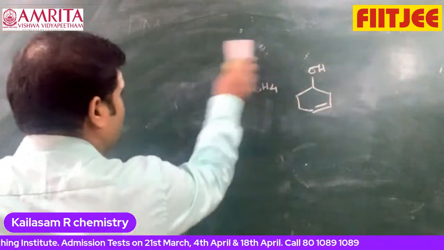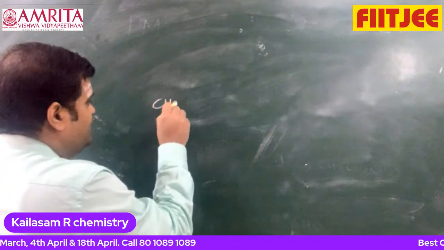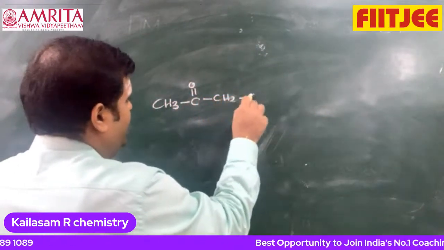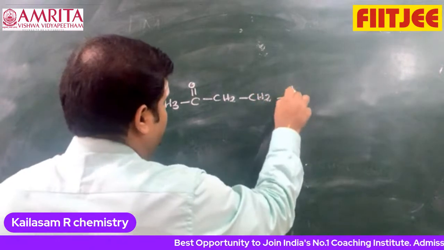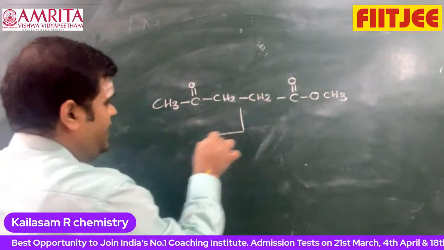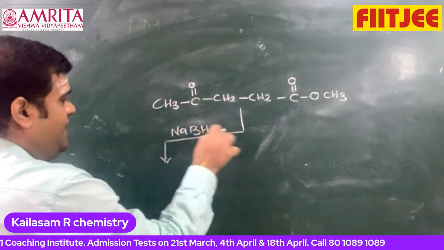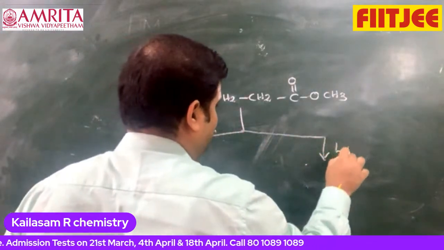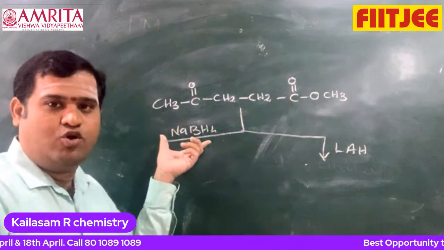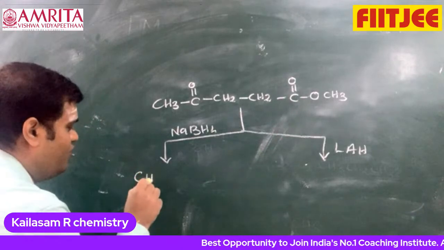Can you answer this one? I take CH3, C double bond O, CH2, CH2, C double bond O, OCH3. I am using one of these: sodium borohydride, or the other one, LAH. When I use sodium borohydride, it never reduces ester.